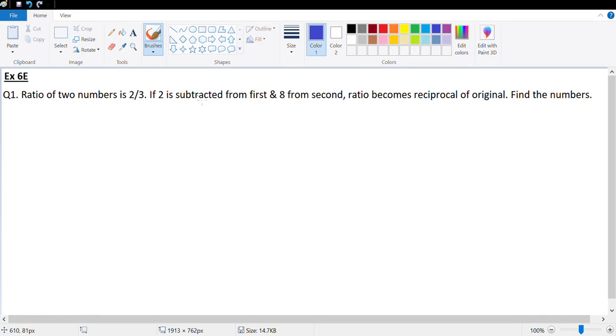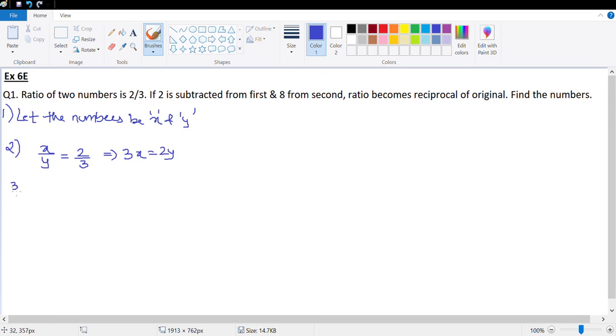So question number one, ratio of two numbers is 2 by 3. So let the numbers be x and y. So that's our first thing. What we have now is x upon y is given equal to 2 upon 3, which means 3x is equal to 2y, which means I can write my first equation as 3x minus 2y is equal to 0. That's our first equation.